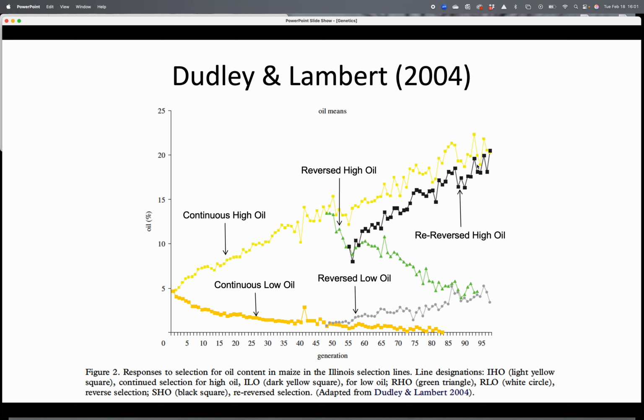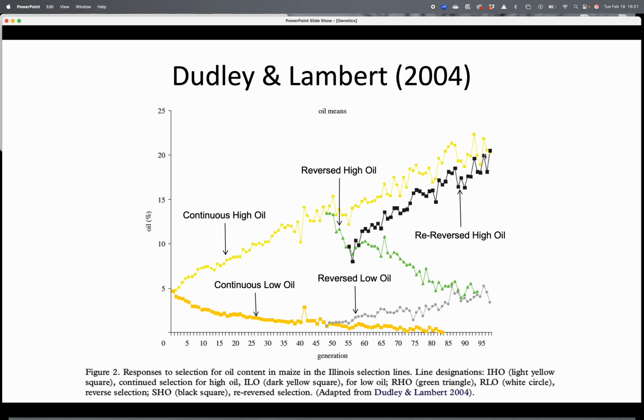And so what I want you to stop and think about for a minute is, why does the high oil content line respond really well to selection, but the low oil content line does not? And why, at the end of this time frame over all of the selection, do these high oil content lines begin to converge on one another?